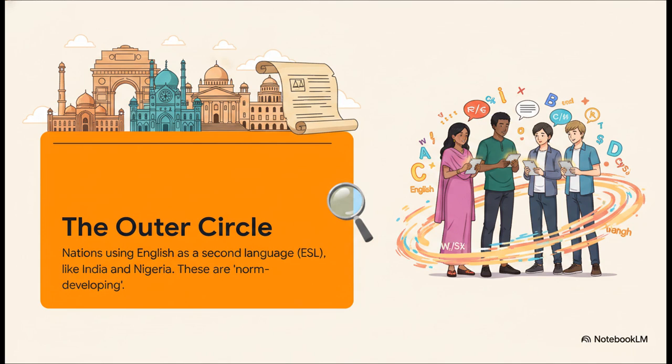Next, we have the outer circle. These are countries, many with a colonial past, where English is an essential second language. It's used in government, in the courts, in schools. Think of places like India, Nigeria, or Singapore. And Kachru called these norm-developing because they weren't just mimicking the inner circle. No, they were creating their own unique standards, their own vocabulary, their own way of doing things.